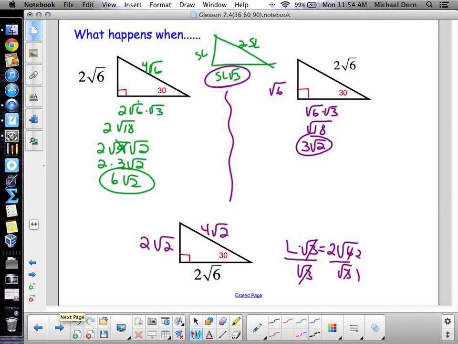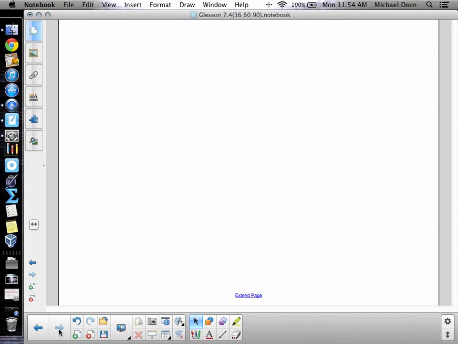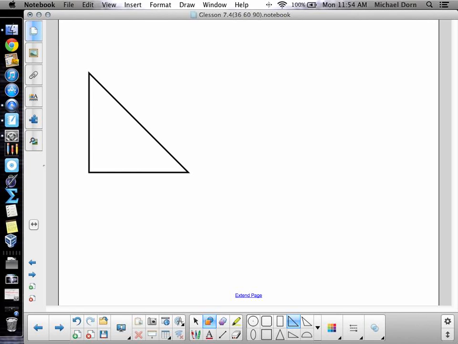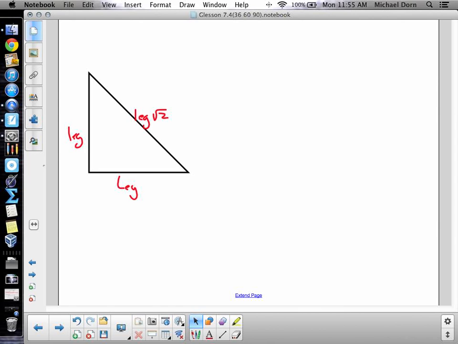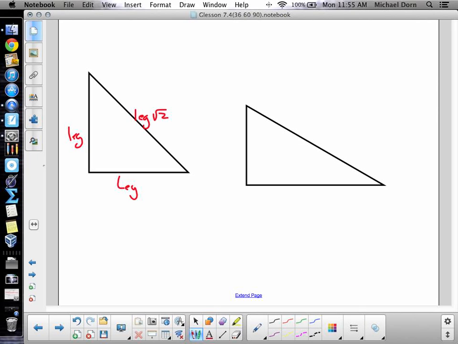That's the way these things work. But again, you have to have your triangles memorized. We have our two basic triangle patterns. The one from Friday, which is leg times the square root of 2. And we have the one from today, the 30, 60, 90, which says short leg times the square root of 3, and 2 times the short leg.